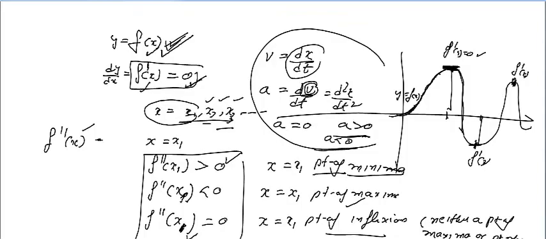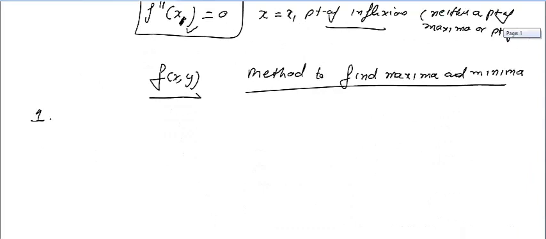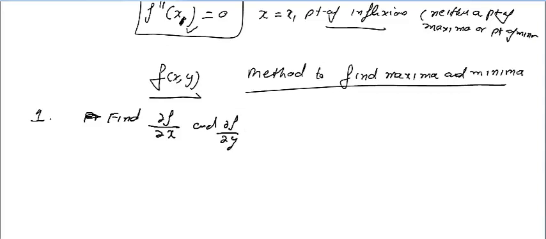When the function depended on a single variable, you could find it very easily. But here the function depends on x and y, so you will find two derivatives. You can find the derivative of f with respect to x and the derivative of f with respect to y. You will do these two things.